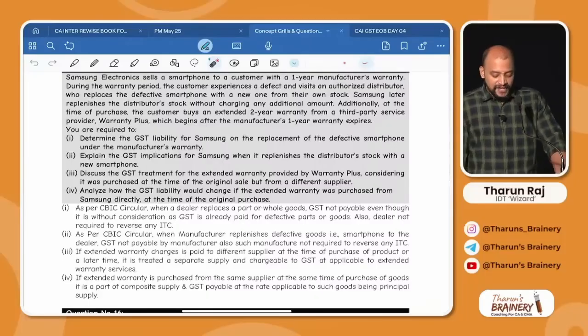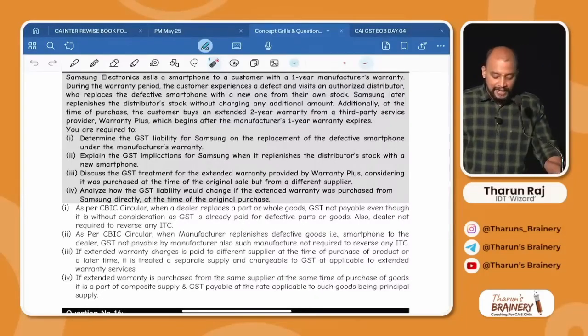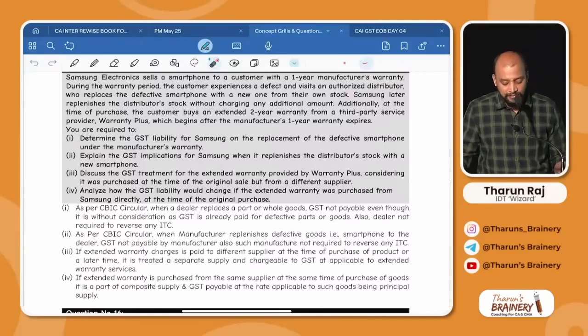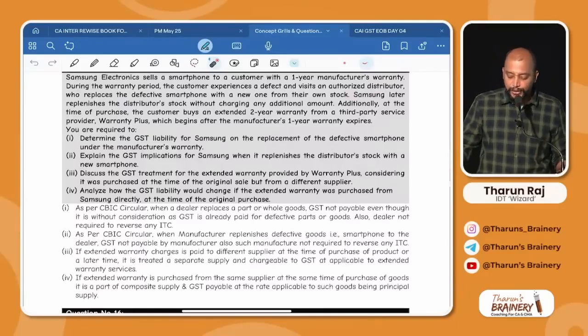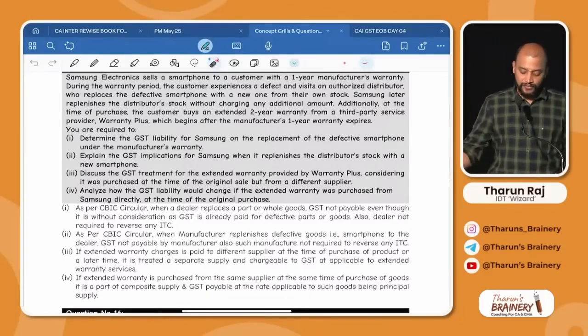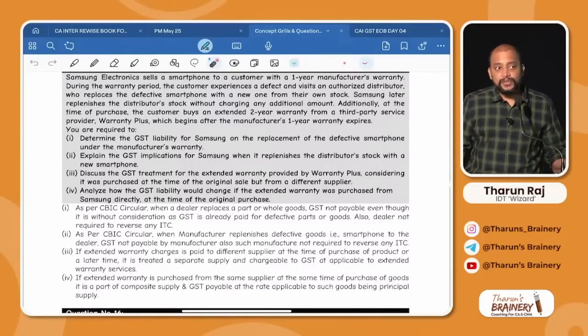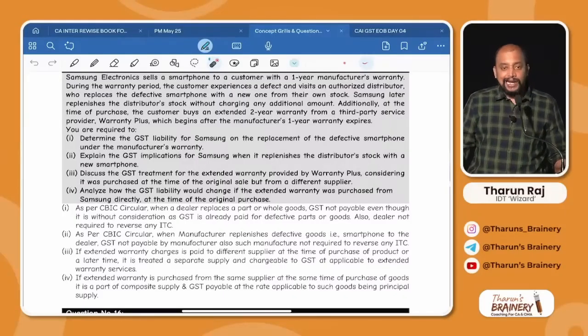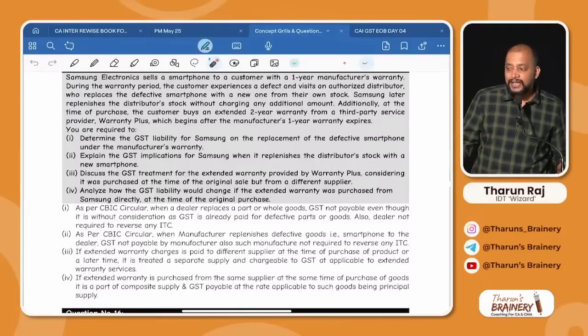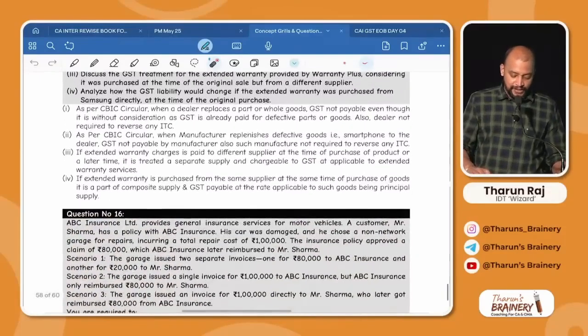See there. If extended warranty charges is paid to different supplier at the time of purchase of product or at a later time, it is treated as a separate supply and chargeable to GST at the applicable rate to warranty services. Then 4. Analyze how the GST liability would change if the extended warranty was purchased from Samsung directly at the time of original purchase. Then what is it? It is treated as what? Composite supply, and GST will be payable at the rate applicable to principal supply. Is it clear? So, that is the answer for this question.